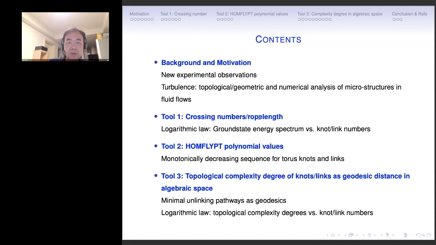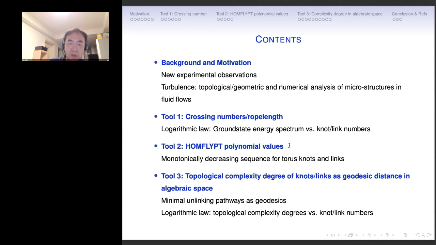Crossing numbers or ropelengths. The second one is HOMFLYPT polynomial values, direct computation of the HOMFLYPT values. Then the third one is topological complexity degrees of knots and links with respect to Legendre polynomial basis in an algebraic space. So the first two serve as an example to show the direct relationship between topology and energy.